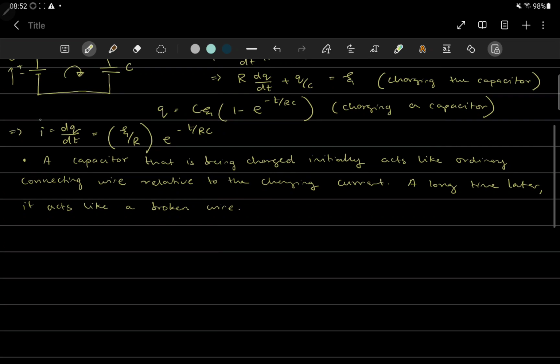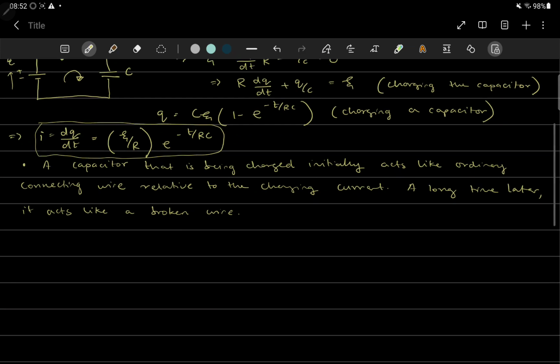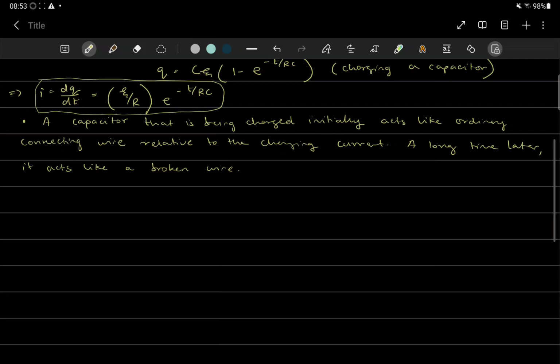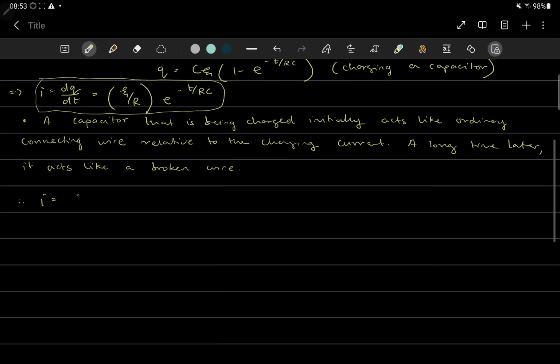Now, you see, whenever I have an expression of the current looking like this, it will work normally when we are considering t is arbitrary, right? But let's say that I now take a long time, meaning t goes higher and higher and higher, right? In that case, you will see that since this is a negative exponential, it means that I is scaled down as t goes higher, right? So e to the power of minus, right? So this is 1 by e to the power of t by RC.